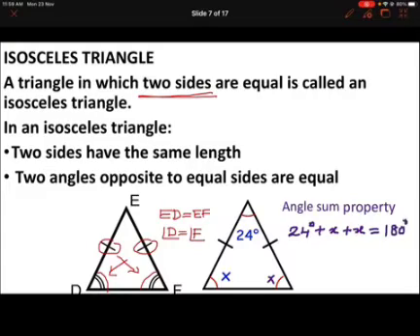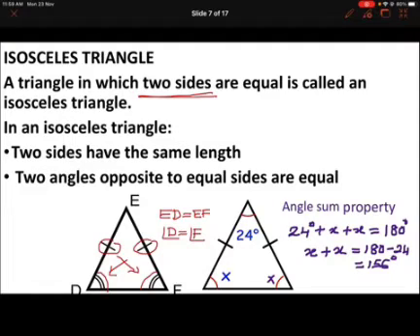So what should be the sum? Sum should be 180 degrees. How do we know this? We know this because we have learnt the angle sum property, meaning the sum of the three angles of any triangle is 180 degrees. That's what I've done here. Now, what I've done is this 24 should be subtracted from 180 degrees. I hope you all agree. So 180 minus 24 is 156 degrees.